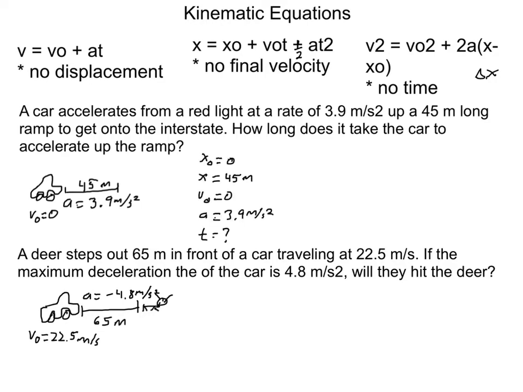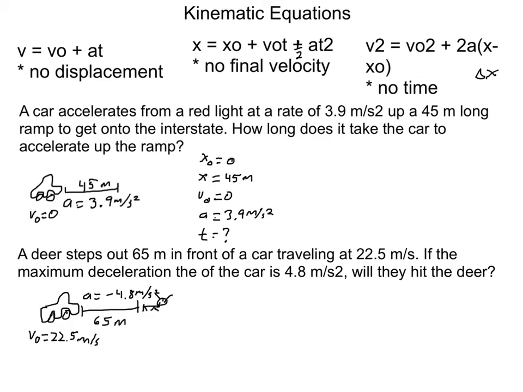All right, so writing down everything that I know, I'm going to set the initial position of this car to be at 0 meters, which makes logical sense, and the final position of this car, going over the entire length of the ramp, 45 meters away. The initial velocity, because we were at the red light, 0 meters per second. We have a positive acceleration of 3.9 meters per second squared, and we're looking for time here.